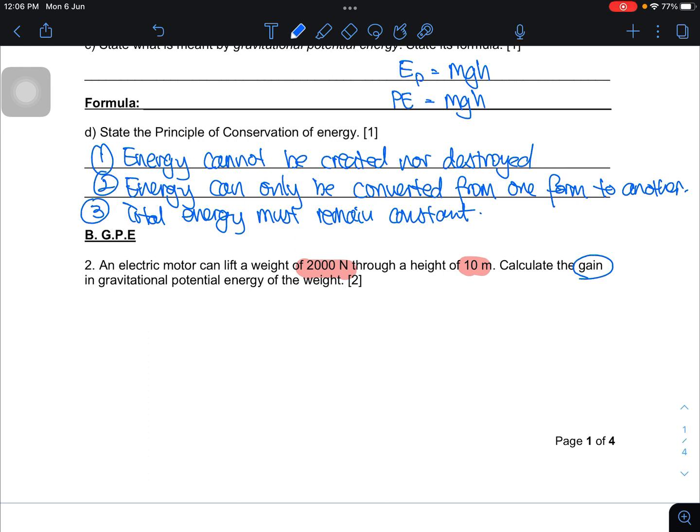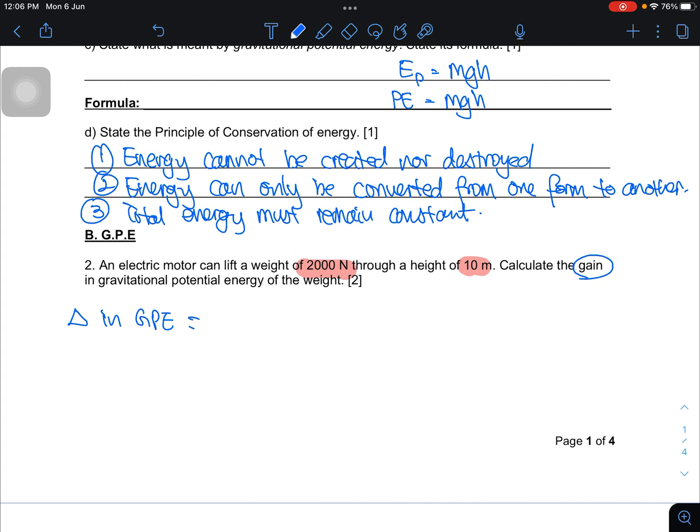So we're talking about the gain or the loss in the energy. Instead of writing gain in GPE, I will usually just write change in GPE. I will just put a triangle sign, which means change. The change can be a gain, it can be a loss. So I'll just generally put a triangle sign.